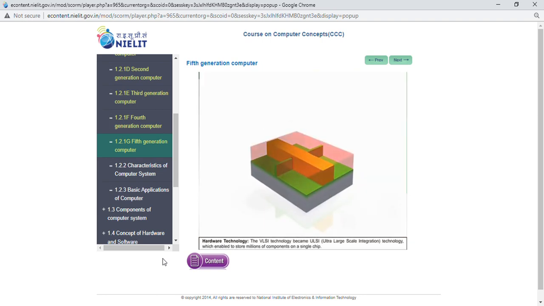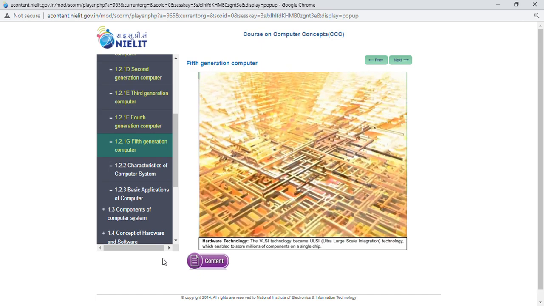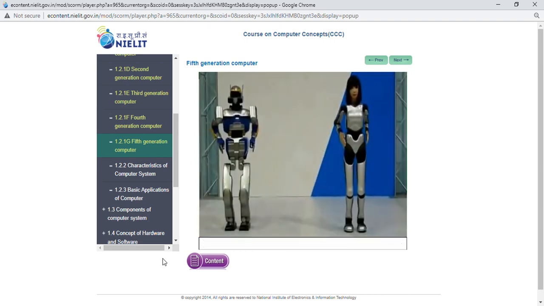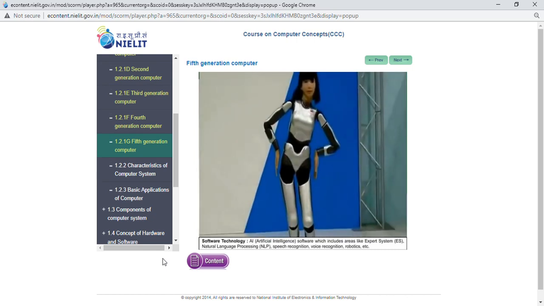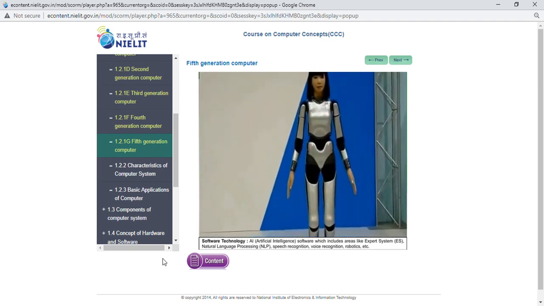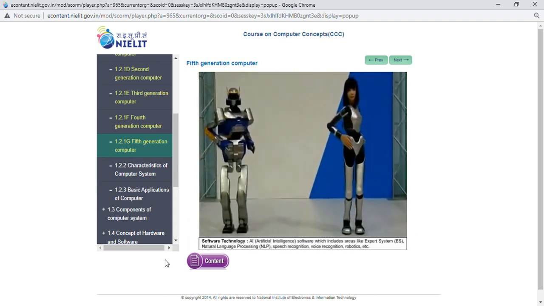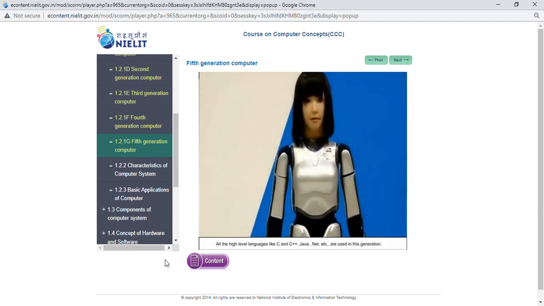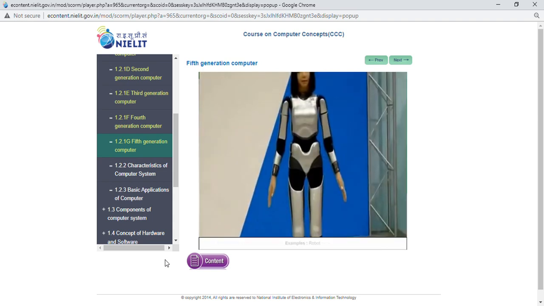Hardware technology. The VLSI technology became ULSI, that is ultra-large-scale integration technology, which enabled storing millions of components on a single chip. Software technology. AI, that is artificial intelligence software, includes areas like expert system ES, natural language processing NLP, speech recognition, voice recognition, robotics, etc. All the high-level languages like C and C++, Java, .NET, etc. are used in this generation.